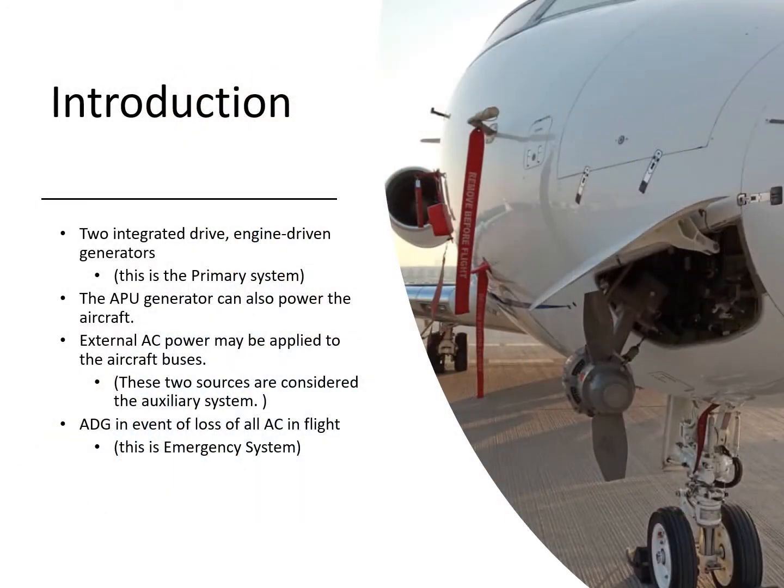So we've got three basic systems: the primary, the auxiliary and the emergency. The two IDGs mounted on the engines are considered to be the primary system. We've got an APU generator, which can also provide power to the aircraft, and we've got external AC power that we use on the ground. Those two sources are the auxiliary system. And if we lose all of our AC in flight, then we have an ADG, an air-driven generator, that comes out, and that's the emergency system.